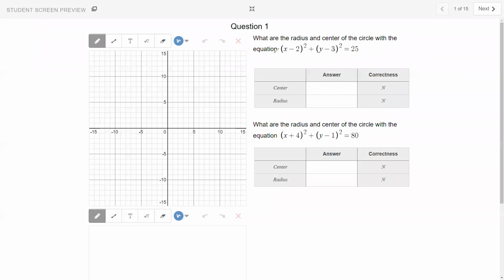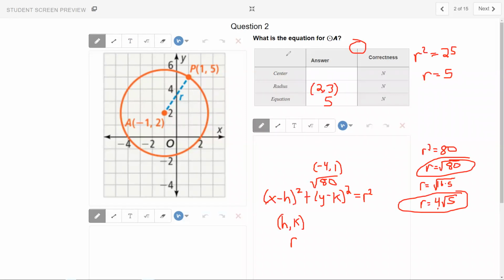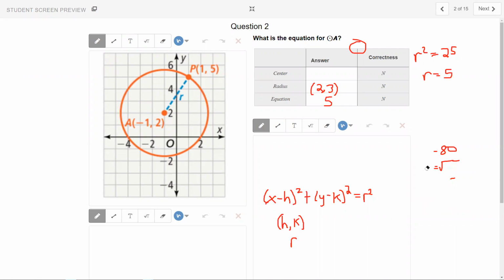All right, number 2. Okay, so we need the center, we need the radius, and we need, again, the equation. So maybe I shouldn't have deleted all that. Okay, so the center of our circle is negative 1, 2. Our radius is the distance from the center of the circle to the circle itself.